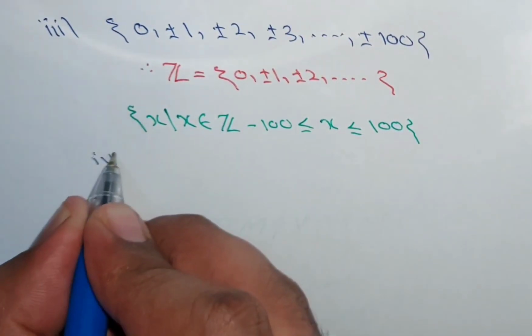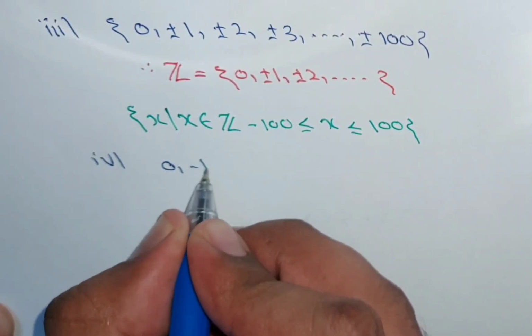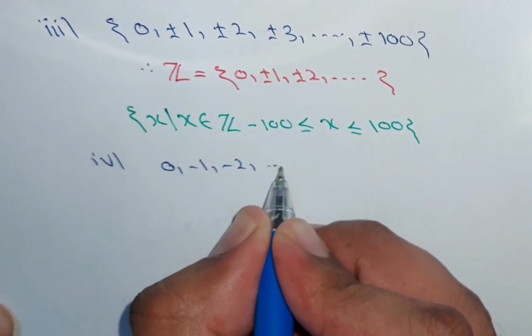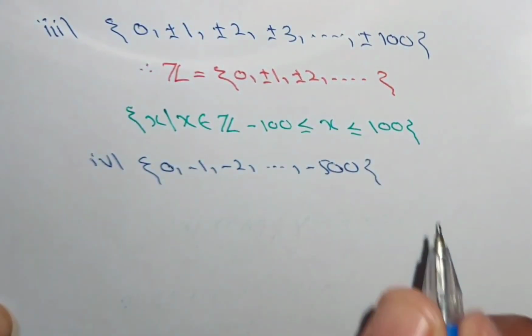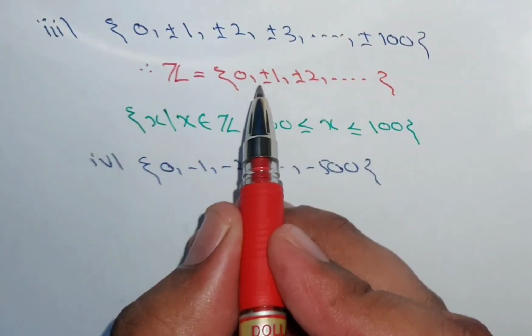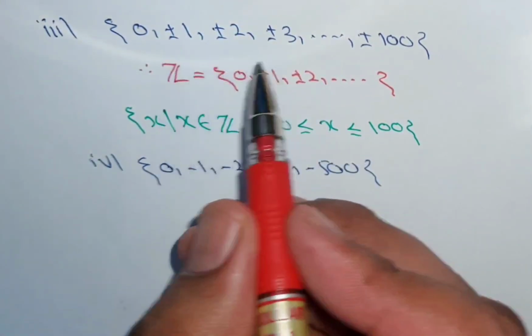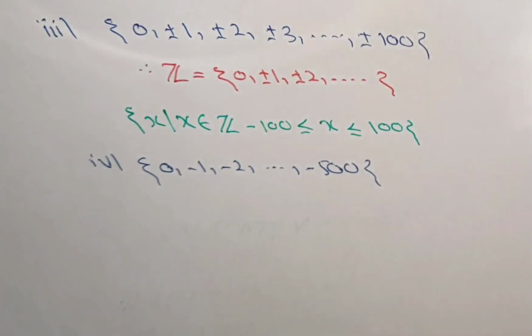Now example number 4, we have a set N in which we have 0, minus 1, minus 2, and so on, up to minus 500. Now if you figure out, this is also from the set of integers. Like in the set of integers, we have both plus and minus 1, plus and minus 2. But here we only have minus values after 0. So this belongs to the set of integers.